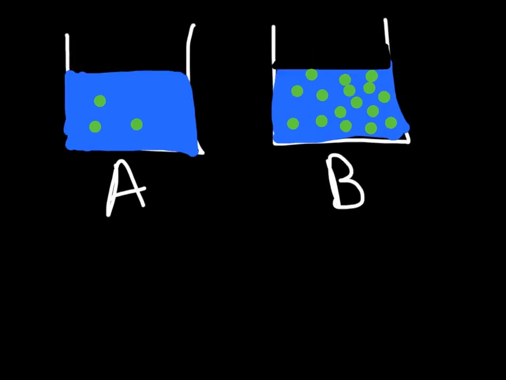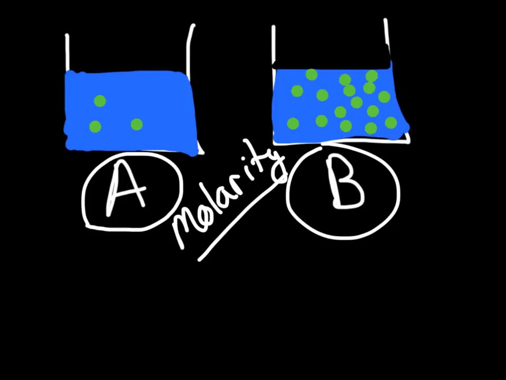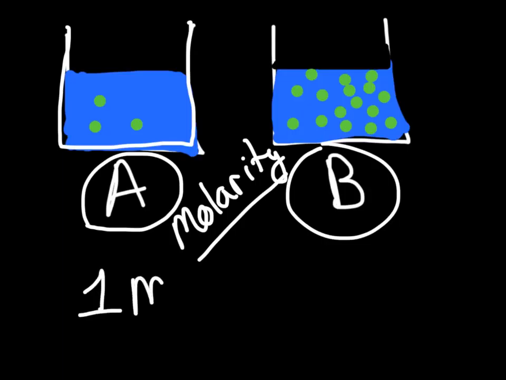Now, what we need to be able to do is take a look at beaker A and beaker B and compare their molarity. Molarity is very much like concentration, except we're going to use numbers instead of the terms more or less. So it allows us to quantify the increase or decrease in concentration. So if I were to say that beaker A had a concentration of 1 molar, you would be able to predict that the concentration of beaker B were a number greater than 1 molar.